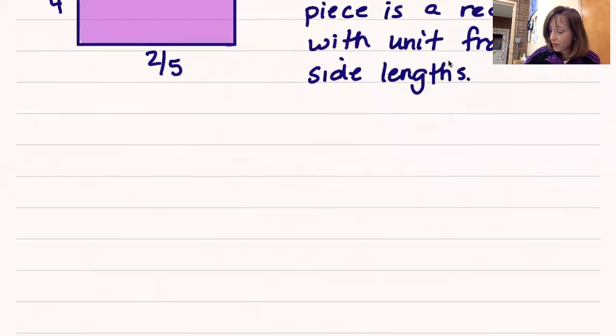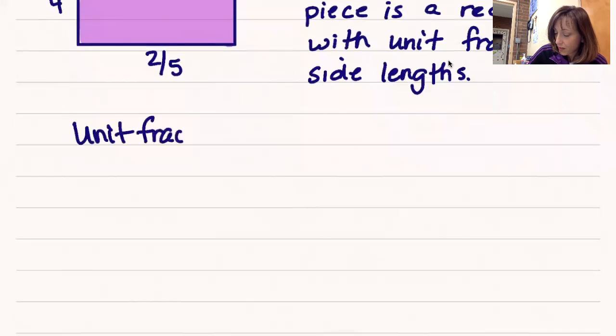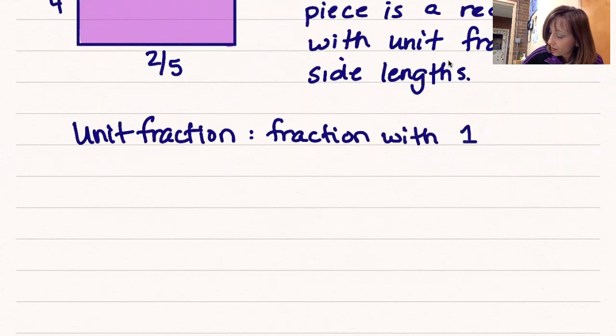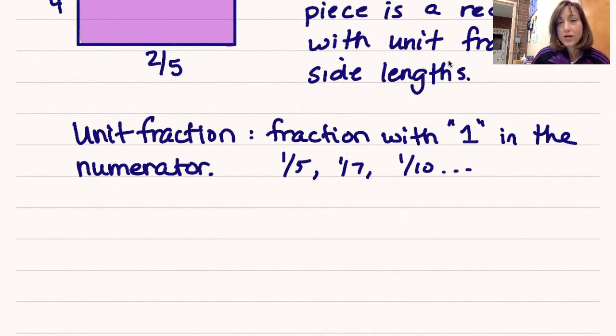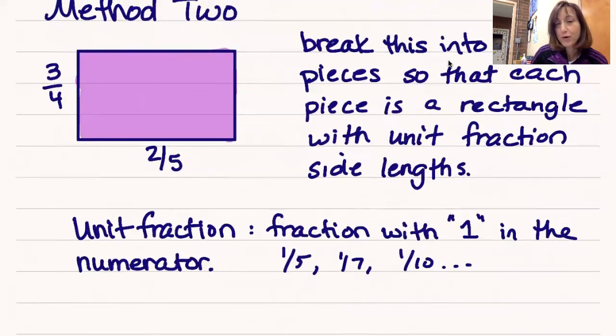Okay, what's a unit fraction? Nothing too fancy here. A unit fraction is just a fraction with 1 in the numerator. So examples of unit fractions: 1/5, 1/7, 1/10, and so on. So in a unit fraction, 1 is the unit piece and it's in the numerator. Okay, so our goal right now is to break up this purple rectangle into smaller pieces so that each smaller piece is a rectangle itself with unit fraction side lengths. So how are we going to do that?